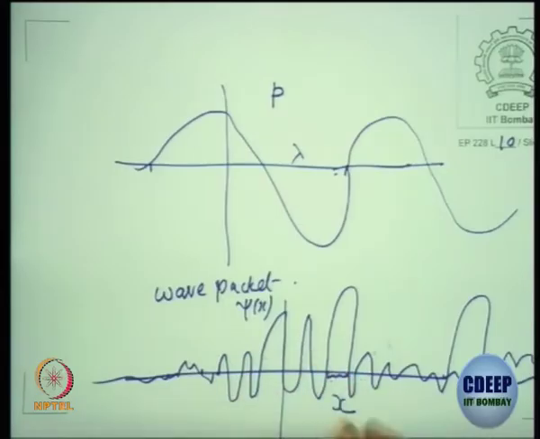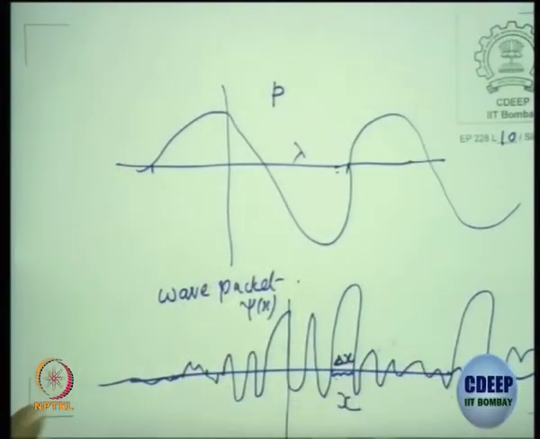You can make it even shorter by taking all possible wavelengths, wave numbers from minus infinity to plus infinity. If you do that, this region, which I can call delta x, could get more and more shorter, and you can actually say that this particle is localized here, but its momentum is not. Its position is well defined, but momentum is not defined.